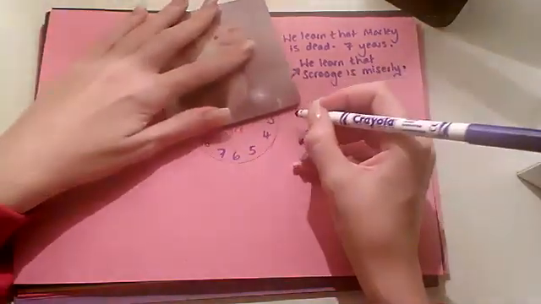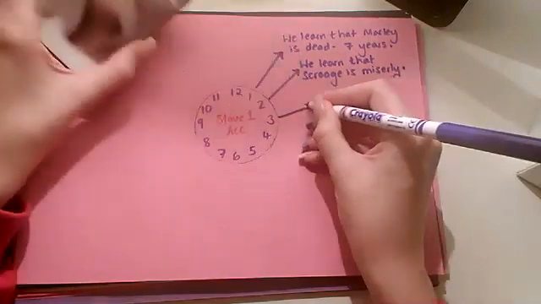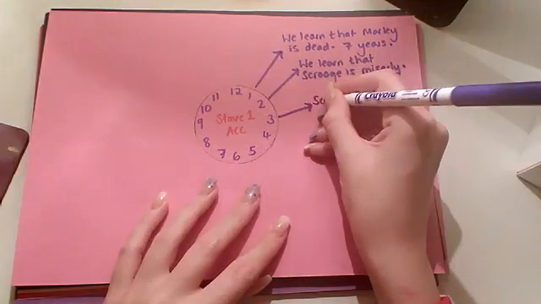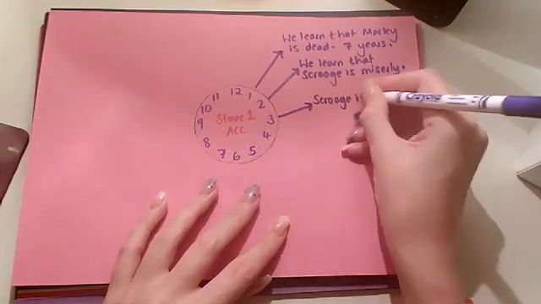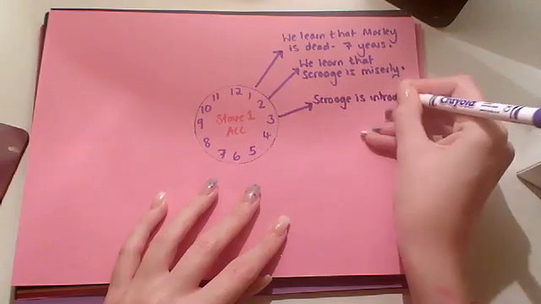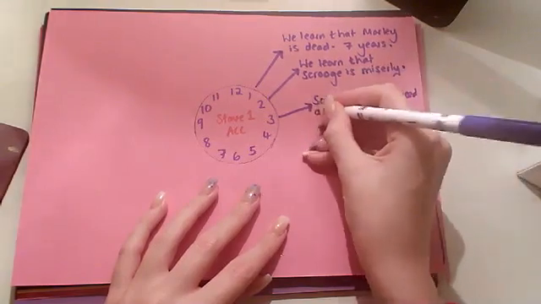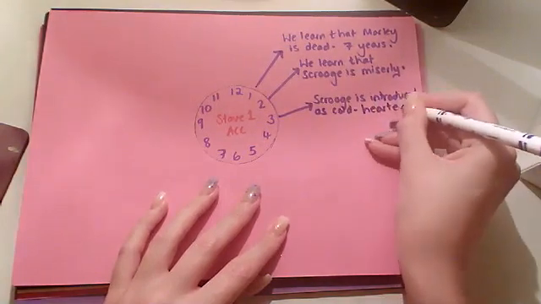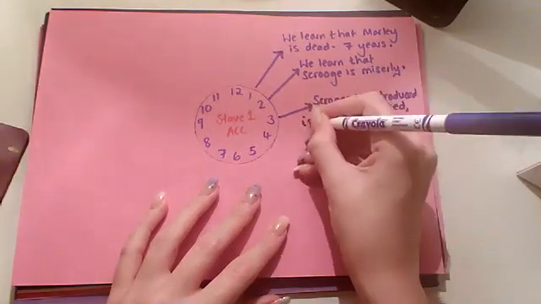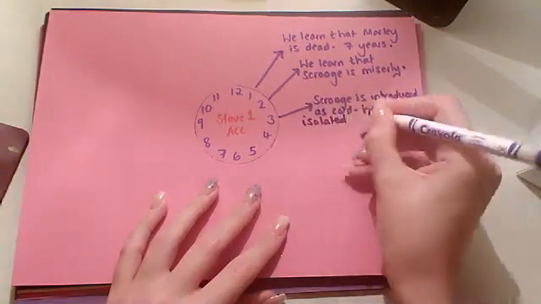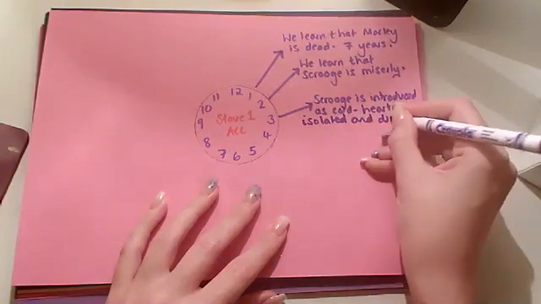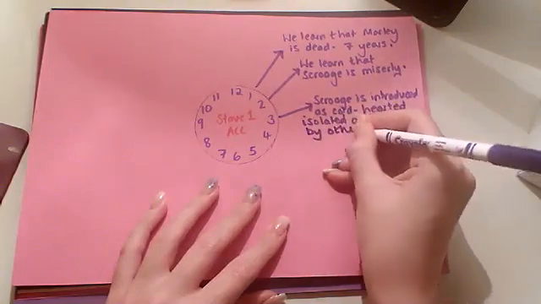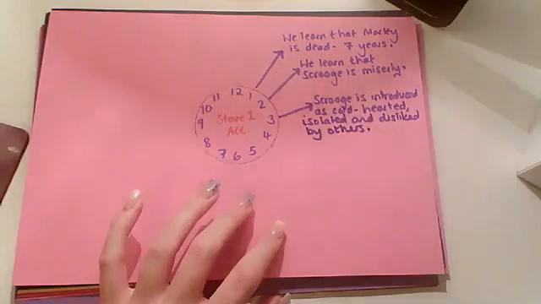Third point, our trusty squirrel. We are introduced properly to Scrooge in the third key point. So Scrooge is introduced as cold-hearted, isolated, and disliked by others. Okay, so that's our third key point.